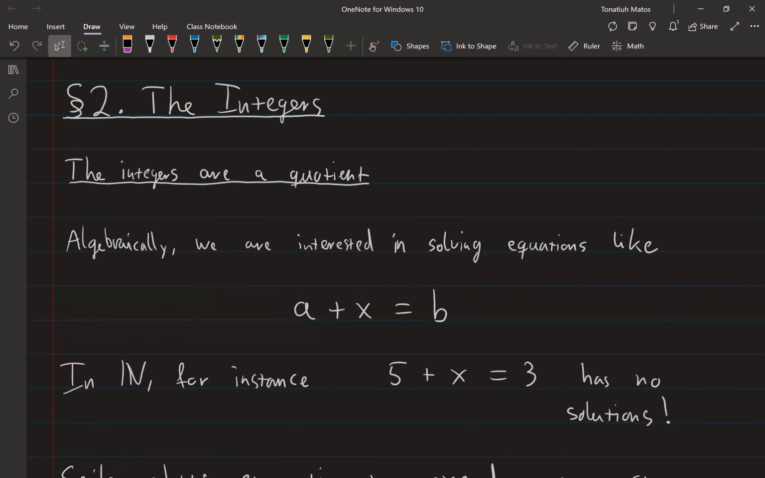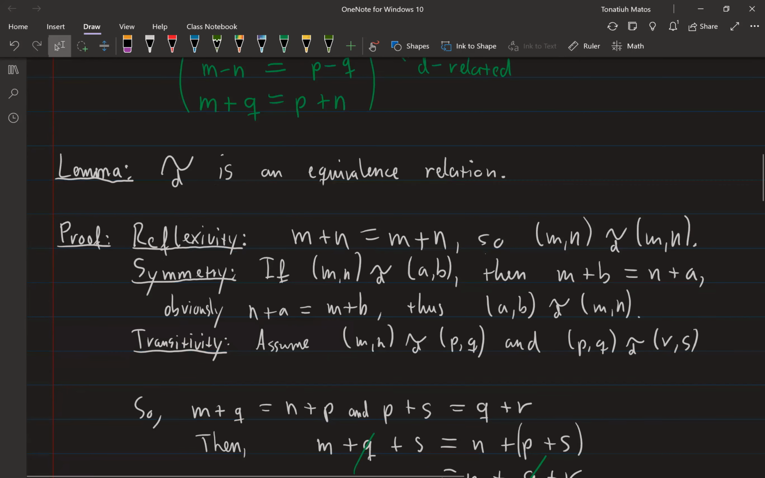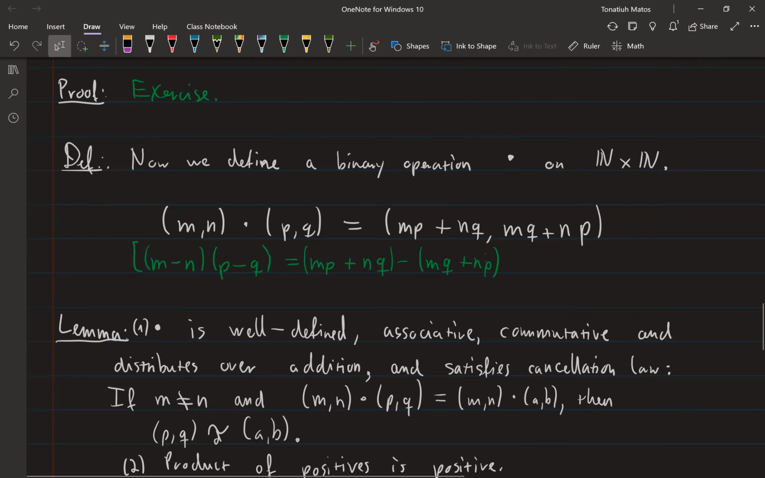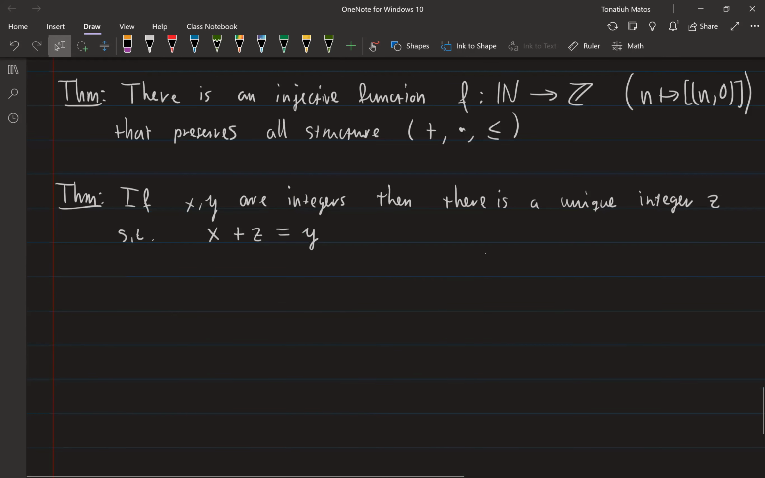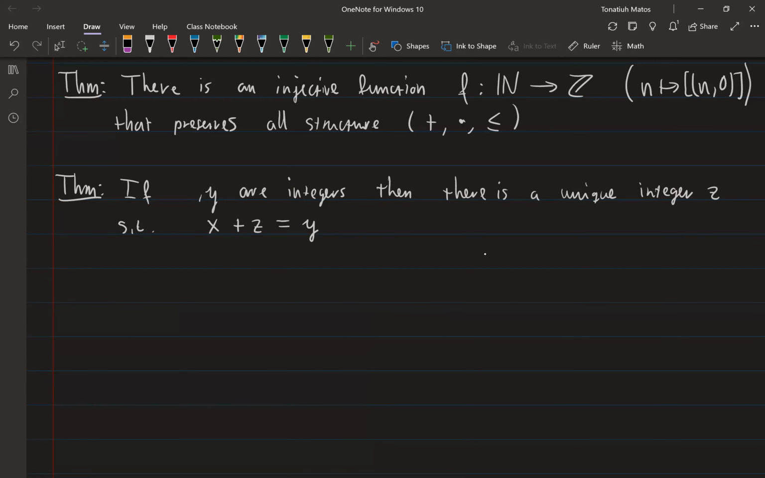Actually, let me change that. a plus x equals b. Well, this theorem answers the question for you. It says that every time you have two integers, a and b, if a, b are two integers, then there's a unique integer x that solves this equation, and we're done. Let's prove this. This is like the main theorem of the section. The proof is really short.